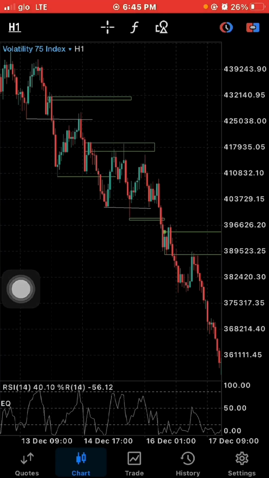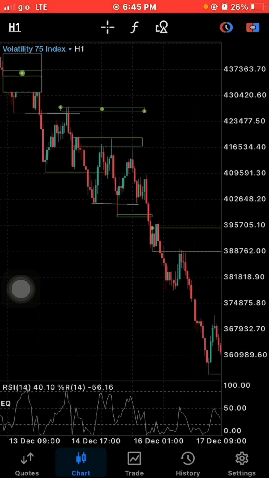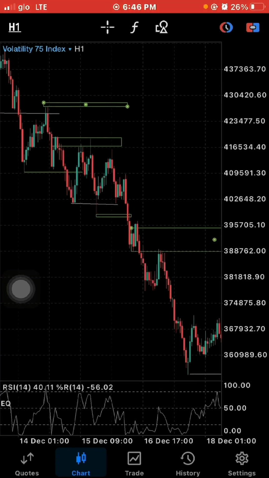So the market will continue taking out lows, but it will not be taking out highs. This high was not taken out. This high here was not taken out. This one was not taken out. This high is still intact. This high is still intact. This one also. Price did not take out all these highs, because the market is in a bearish condition.